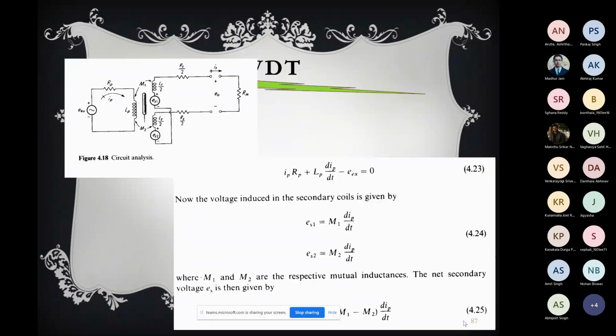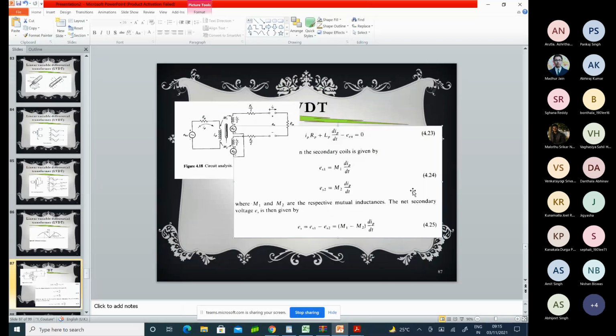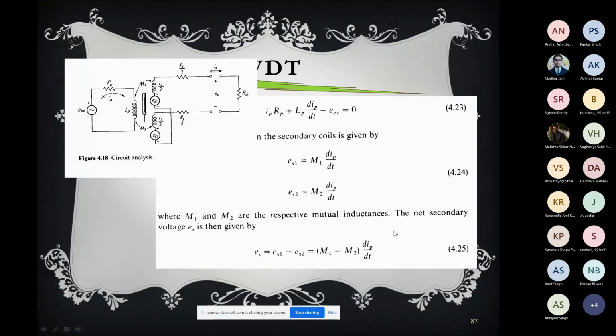Now the voltage induced on the secondary is given by E_S1 and E_S2. So E_S1 will be M1, the mutual inductance, times dI_P/dt, which is the current in the primary. And E_S2 will be M2 dI_P/dt, where M1 and M2 are the mutual inductances, and this mutual inductance value depends on the core position. And then the output E_S will be the difference, because it is a differential transformer, E_S1 minus E_S2. You see how it is connected, minus is connected with minus, so it will be subtracted. So it will be (M1 minus M2) dI_P/dt.